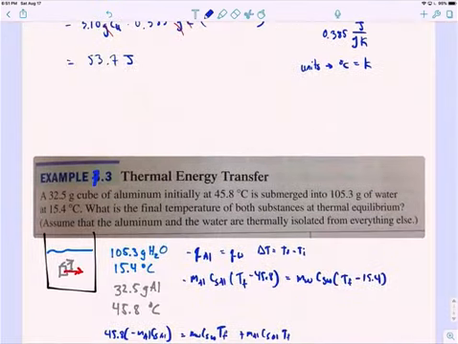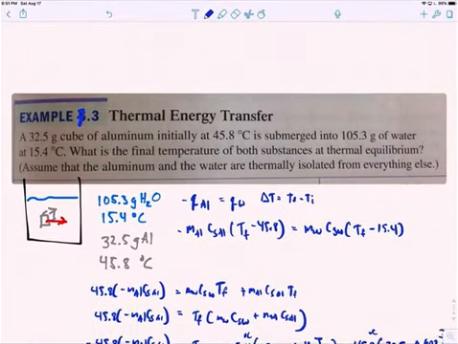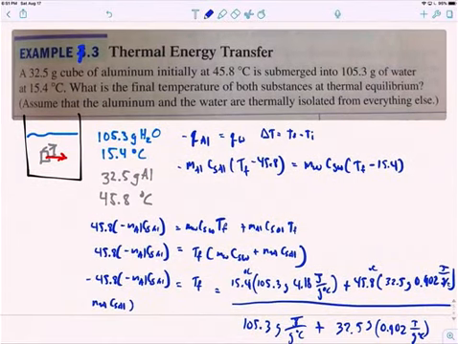Okay, so this one I wrote some things down because there's so much to write down. Thermal energy transfer. This is where you have the system, and it's a problem that I always think about: where is the energy flowing? Okay, but let's go to the problem.